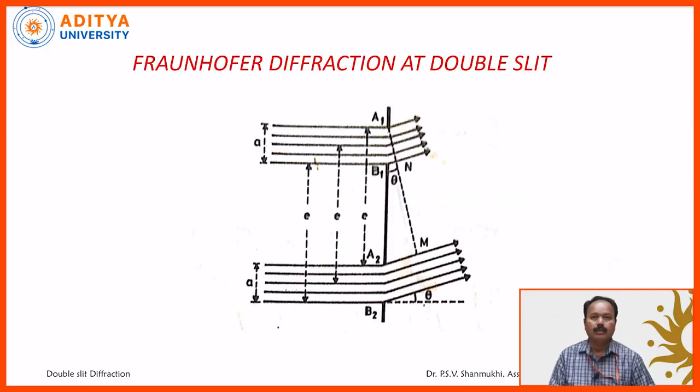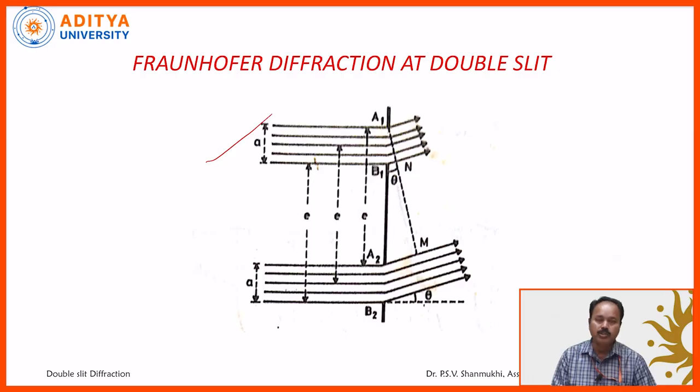See, this is the double slit diffraction due to Fraunhofer diffraction. Here we are considering two rectangular slits, A1 B1 and A2 B2. These two are the rectangular slits whose lengths are perpendicular to the plane of the board or the paper, and from the side the light rays are entering the slits.